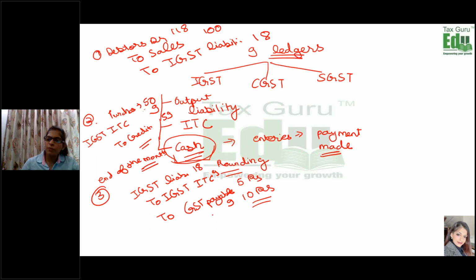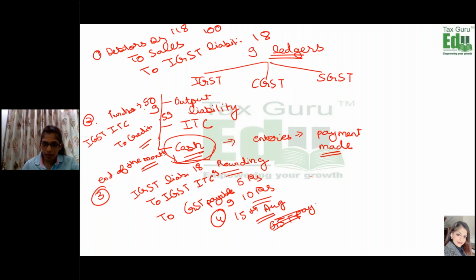Then whenever you make the payment, let's suppose you are making the payment on 15th of August for the month of July, what entry will I pass? Extremely sorry. So the entry I'll pass is first.